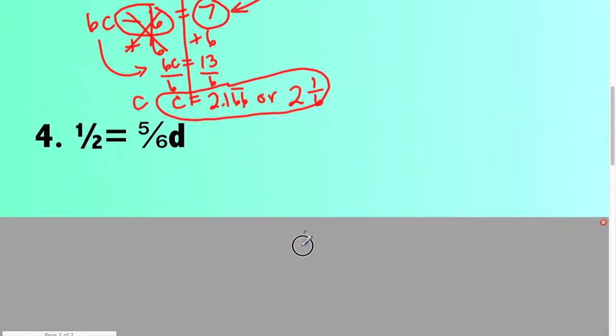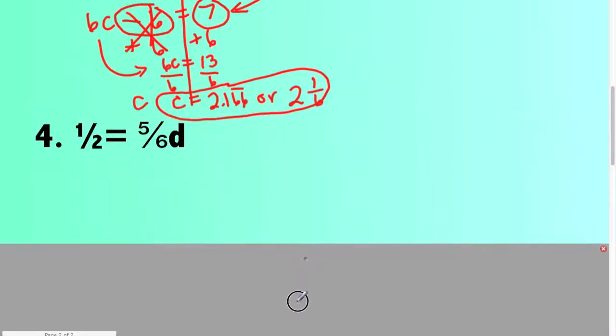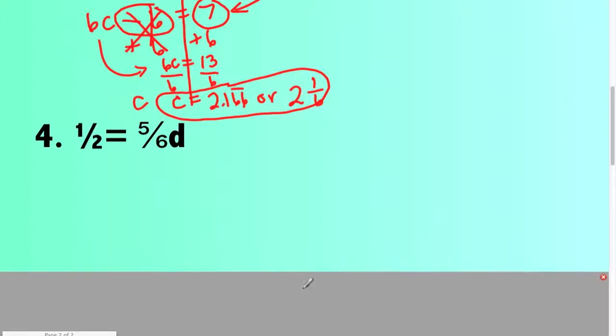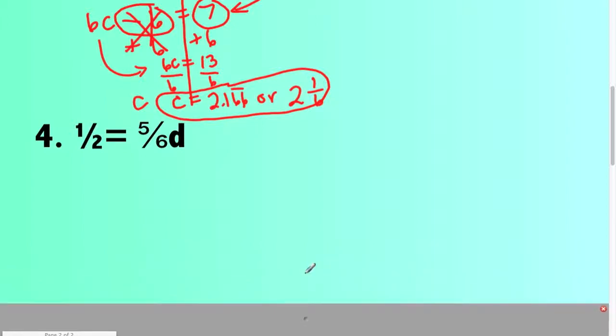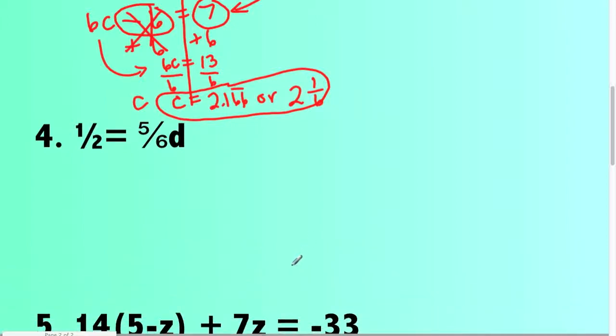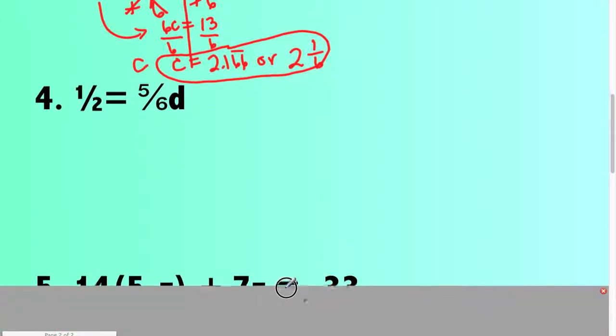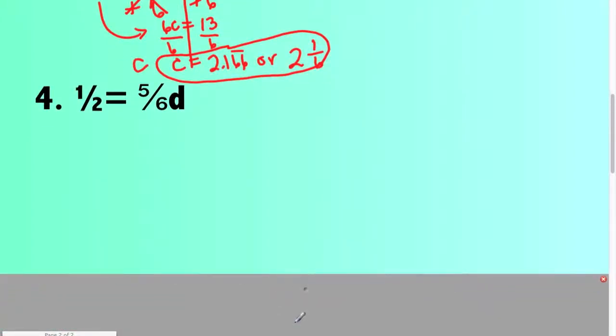Now for the next one, we have some fractions. Everybody gets scared of fractions. I'm really not sure why, but they're not that scary, I promise. Don't reveal the next one. No. Okay, here we go.